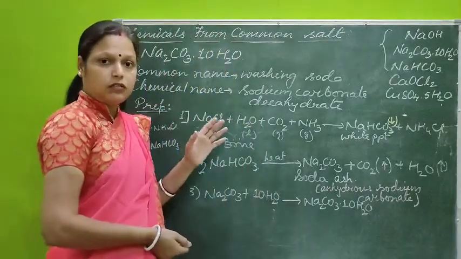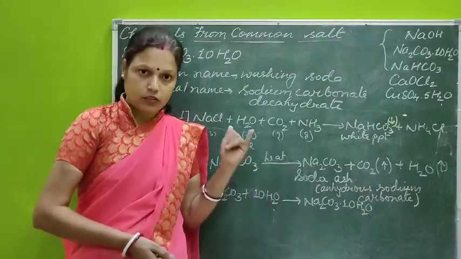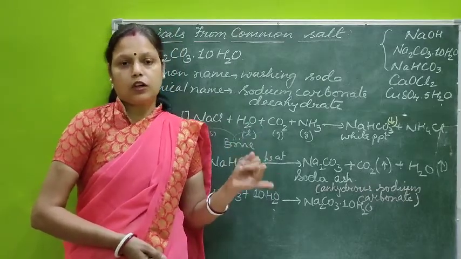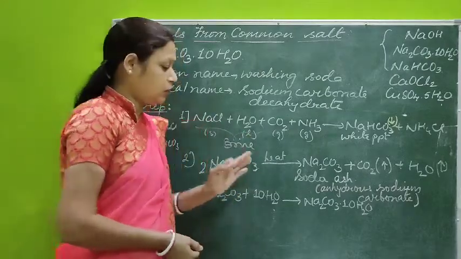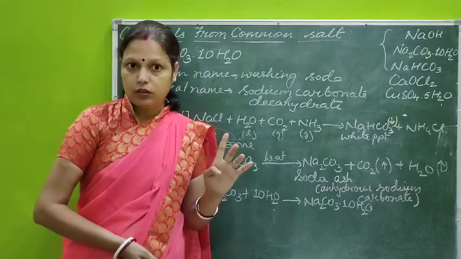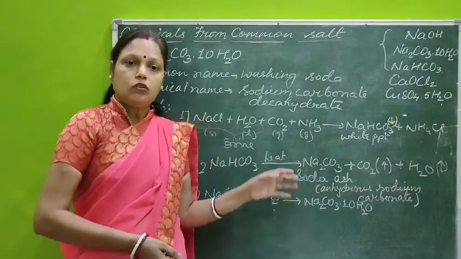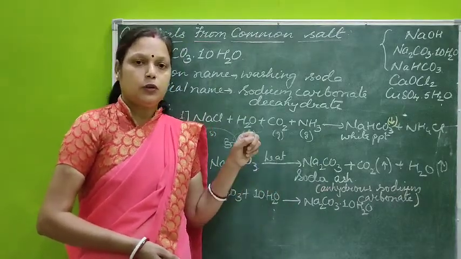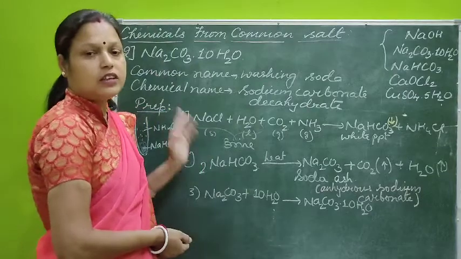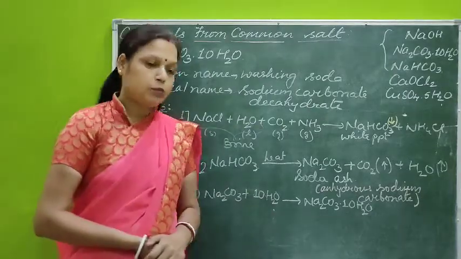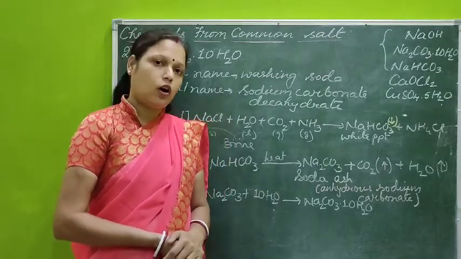Now we will see the properties of this compound. First, it is a transparent crystalline solid. Second, it is a water soluble metal carbonate. Third, it has cleansing properties. And fourth, when this sodium carbonate decahydrate is dissolved in water, the solution prepared is purely alkaline in nature. Uses: since it is a cleansing agent, it is used for cleaning purposes. One more important use is that it is also used for removing permanent hardness of water.